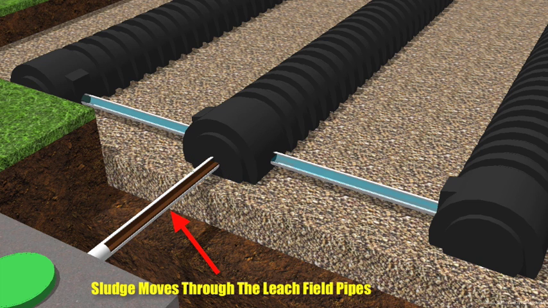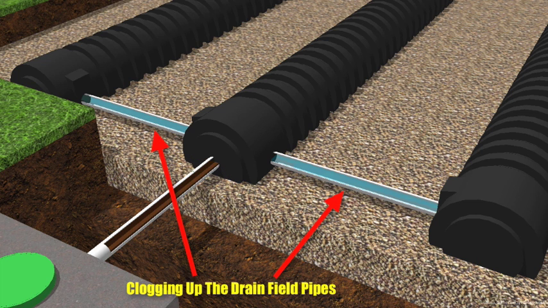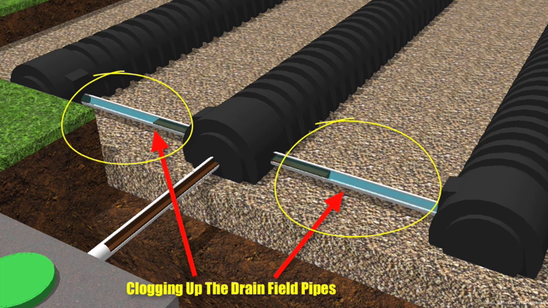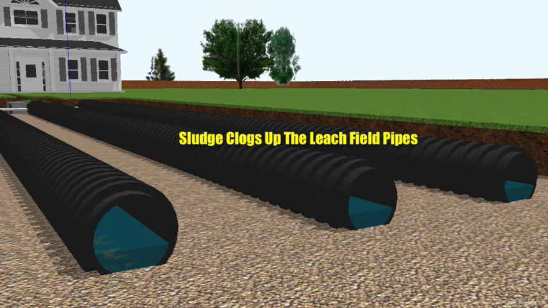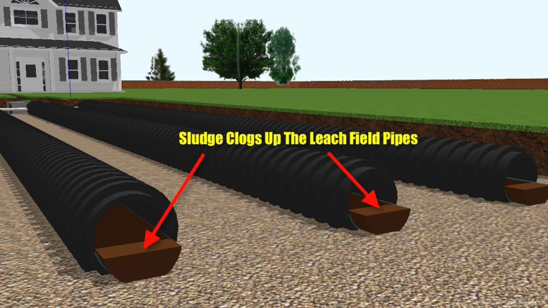This sludge completely clogs up the pipes, restricting the flow of the wastewater. And when the sludge reaches the drain field pipes, it clogs up the entire system, trapping the wastewater so it can't be discharged or treated in the gravel or the soil anymore.